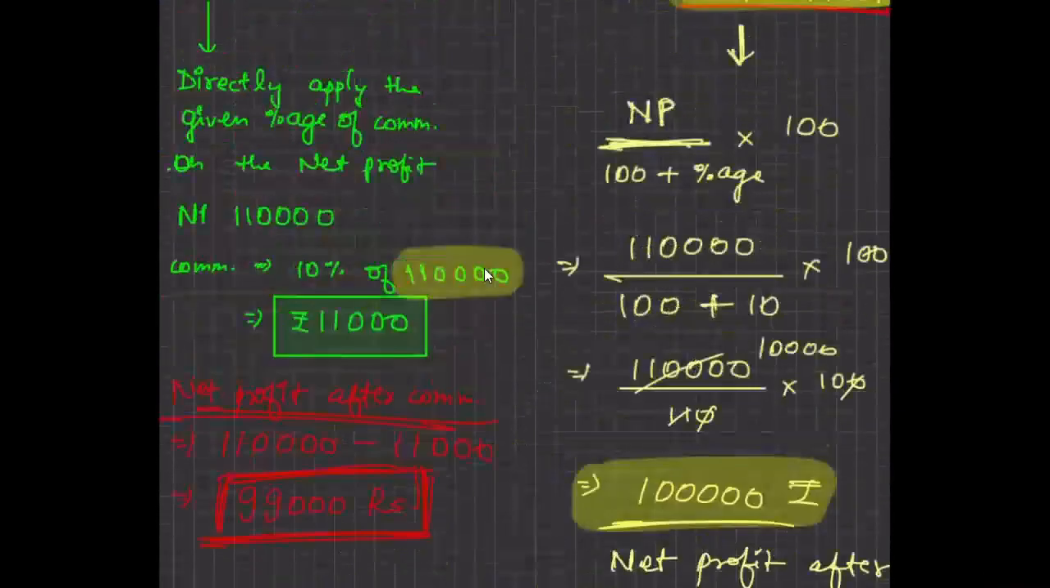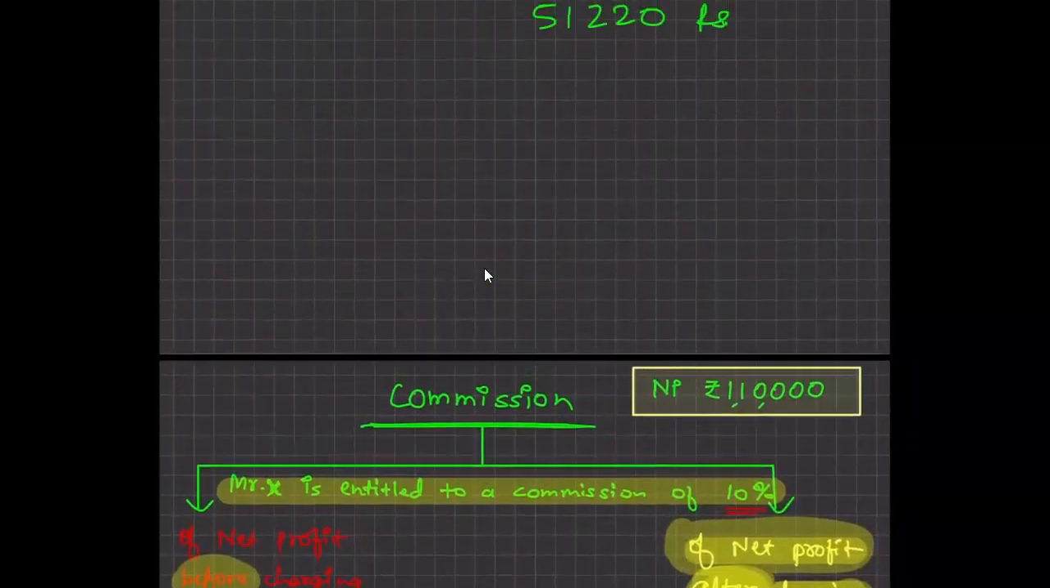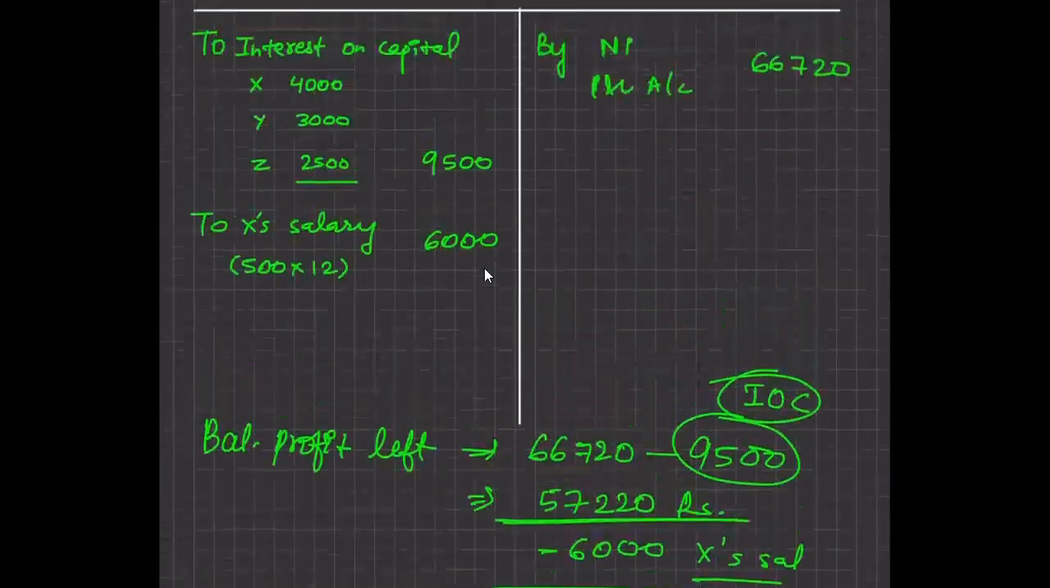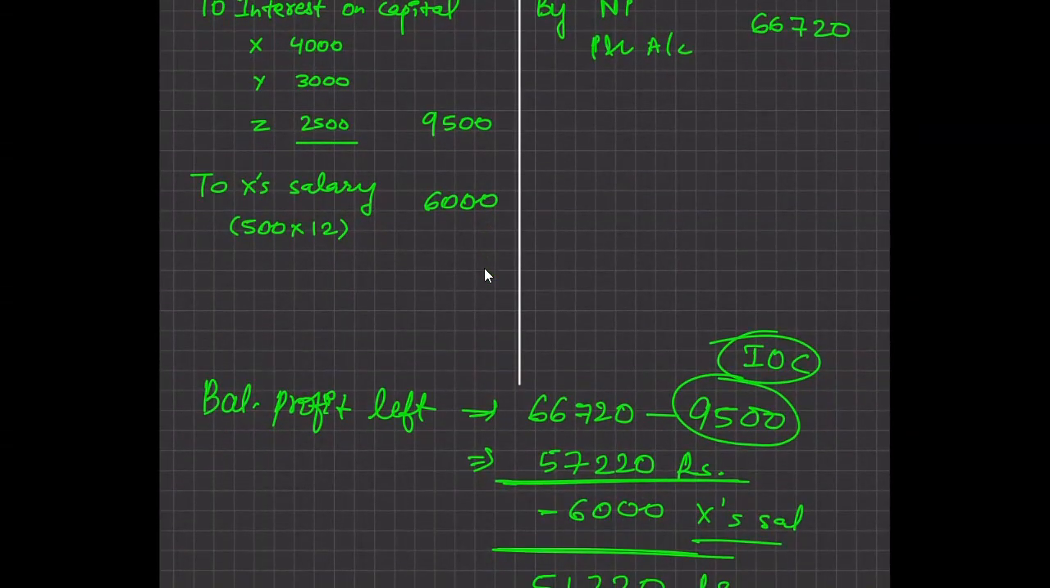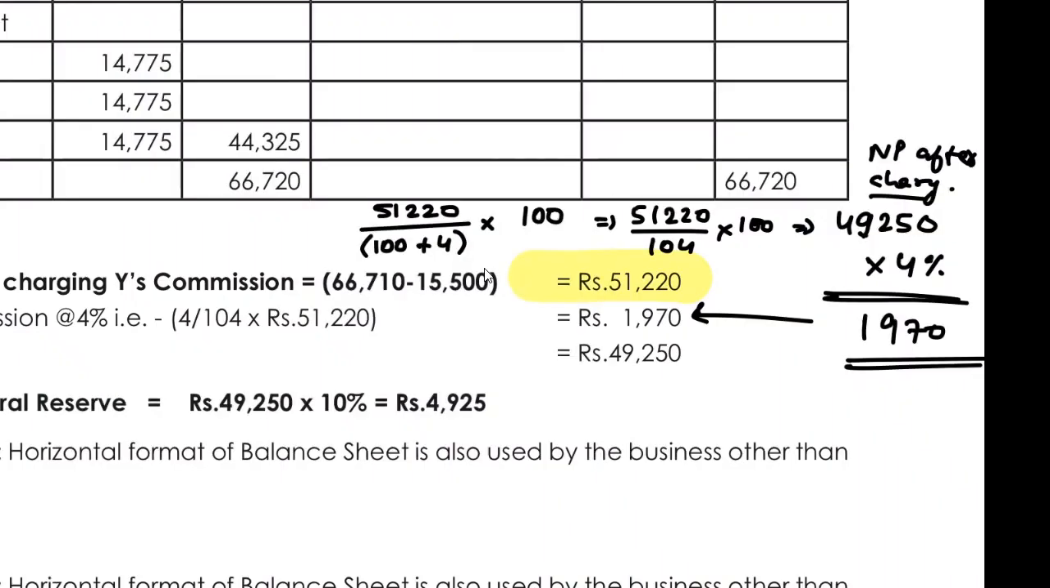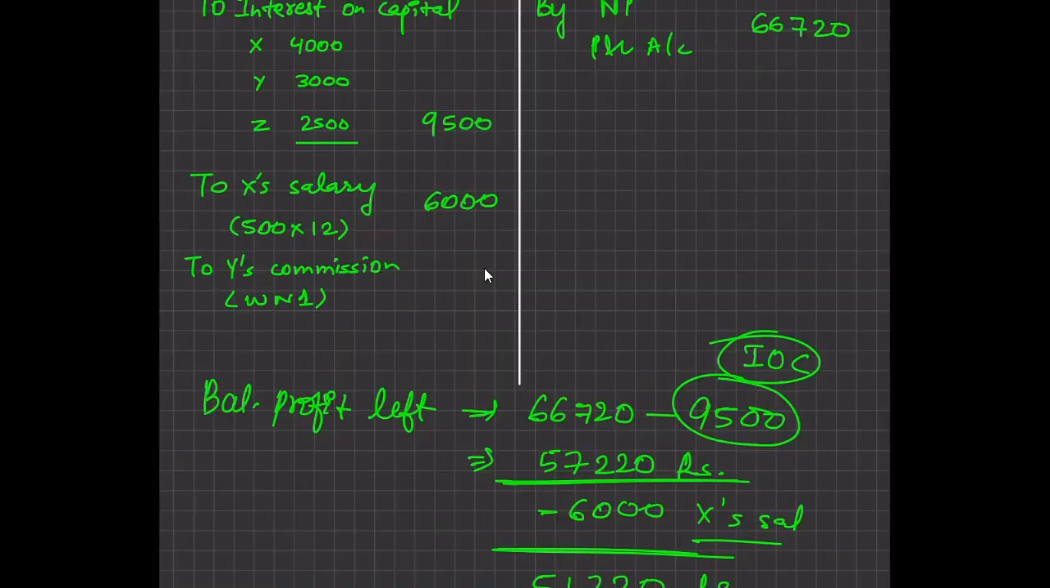So now going back to my P&L appropriation account, here I will write: To Wise's commission. Obviously, you will need a working note for this, but it is an MCQ, so no working note is required. But if you're solving it full-fledged, you would require a working note. So my figure was how much? 1,970.